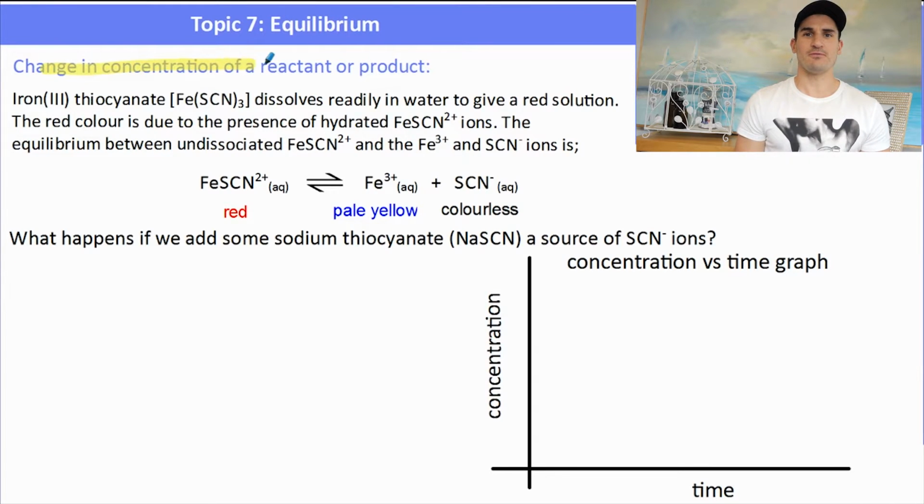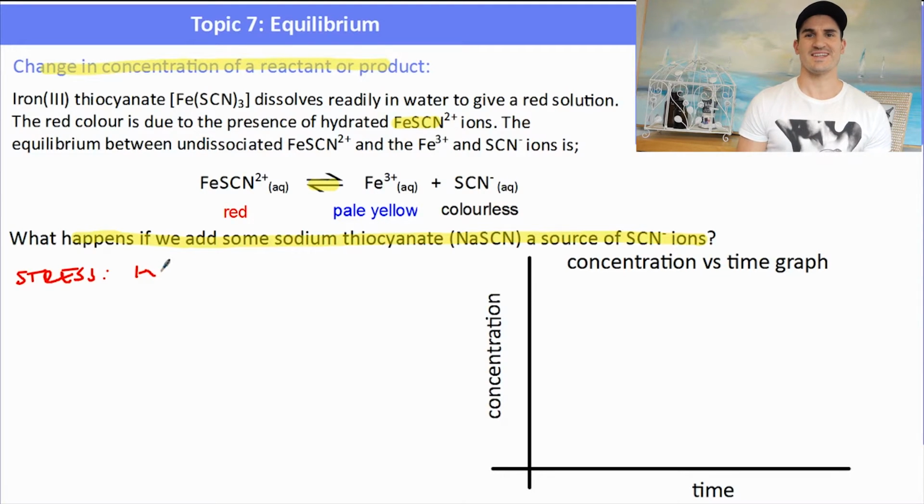So what will happen if we increase the concentration of a reactant or product? Iron thiocyanate dissolves readily in water to give a red solution. The red colour is due to hydrated FeSCN2+, and undissociated Fe3+ is pale yellow, and SCN- is colourless. So we can monitor this by using our eyes. So what happens if we add some sodium thiocyanate, a source of SCN- ions, to the equilibrium system?